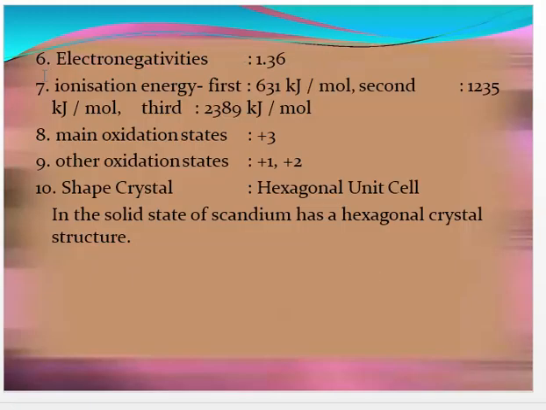electronegativities, ionization energy, first ionization energy, second ionization energy, and third ionization energy. Main oxidation state +3, other oxidation states +1, +2, crystal shape hexagonal unit cell. In the solid state, scandium has the hexagonal crystal structure, but these properties are related to the atomic properties of scandium.